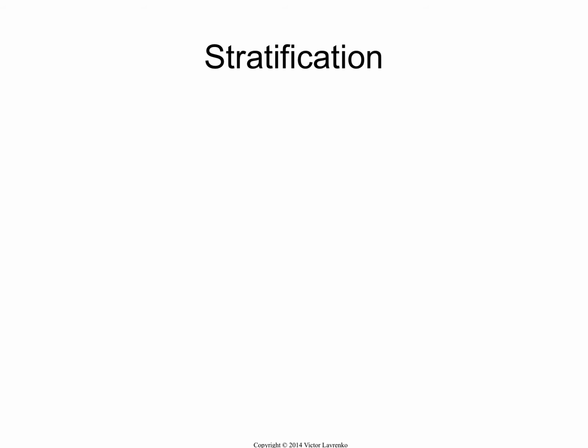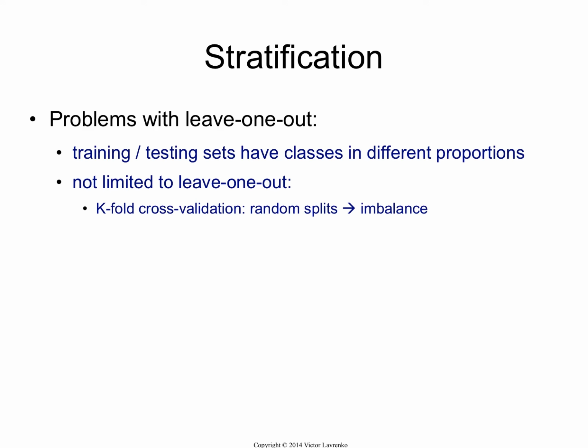Now, it's not actually a problem with leave one out. It's just a symptom of a larger problem, and the larger problem is imbalance of the classes. When you do leave one out, you're guaranteeing that the balance of classes in the testing set is not like the balance of classes in the training set. But this can also happen with cross-validation.